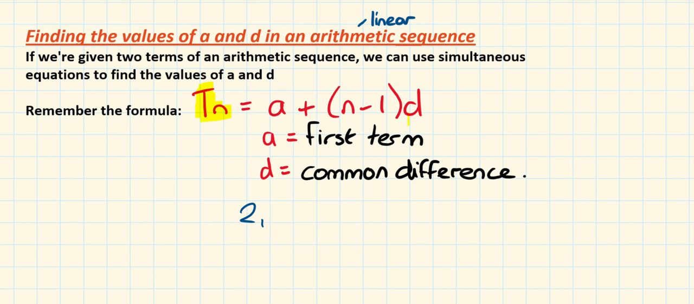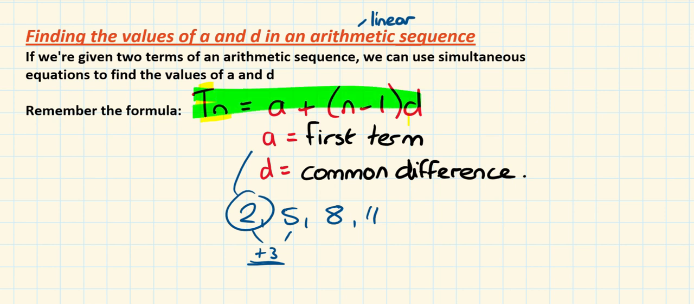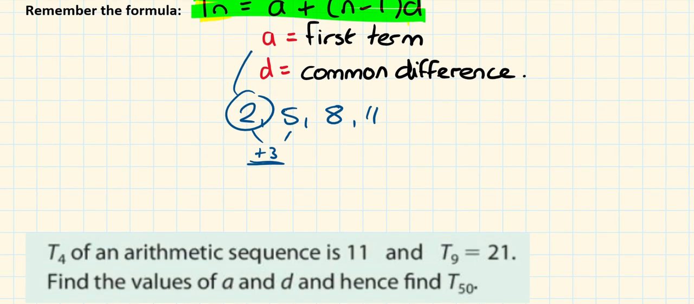So it could be something like 2, 5, 8, 11. So we'd have A as our first term, and our common difference would be 3. But if we're given two terms of an arithmetic sequence, we can use simultaneous equations to find the values of A and D. So for example, you might be given term 10 and term 20, and you have to find what A and D is. So we're going to use this formula to find A and D if we're given two terms. When we look at an example, that'll make more sense.